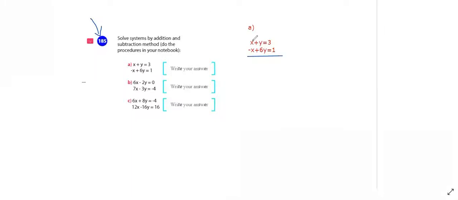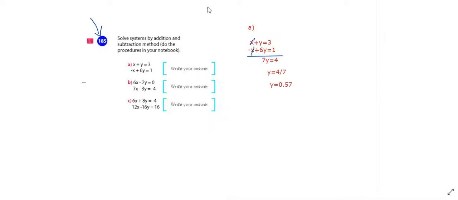If I add x and minus x, I will cancel and I will get 7y equals 4. Now you know what to do here. We are going to isolate the letter y by taking the 7 to the other side. You know the inverse operation of the multiplication is the division. Y will be equal to 0.57.